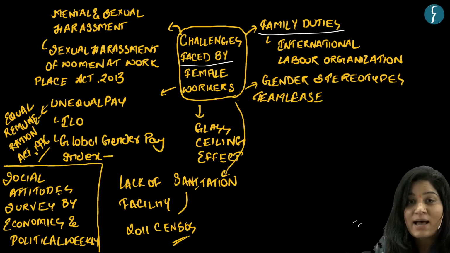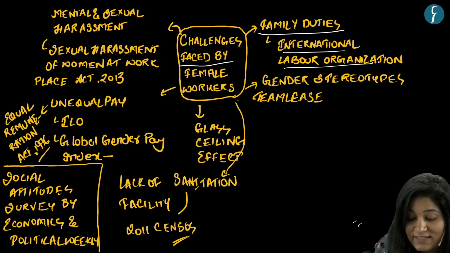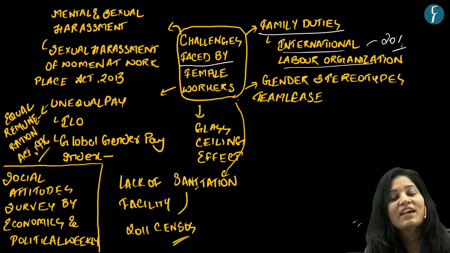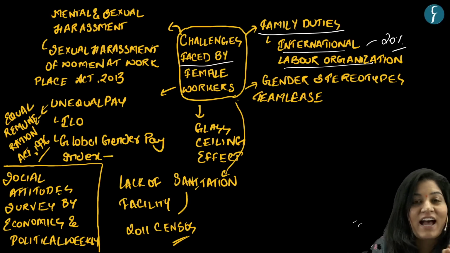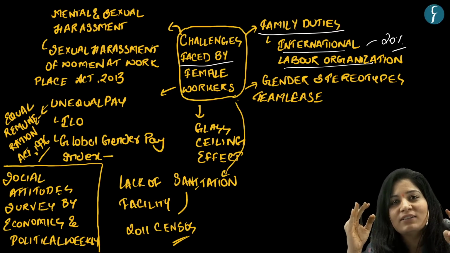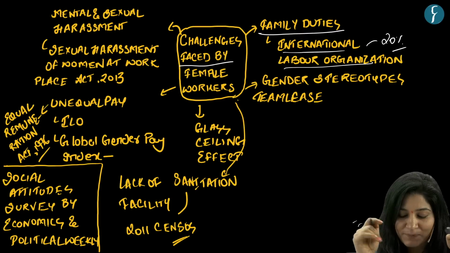And this is well established by the International Labour Organization, according to which 20% of women come out of the workforce once they are married or having children. Why? Because there is a conflict with family duties. Okay, this is one of the factors.